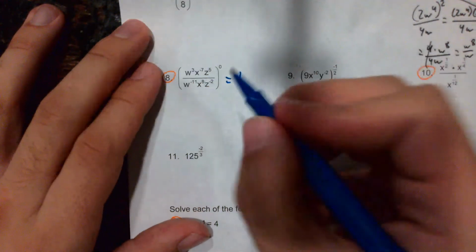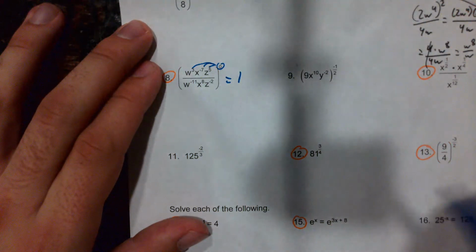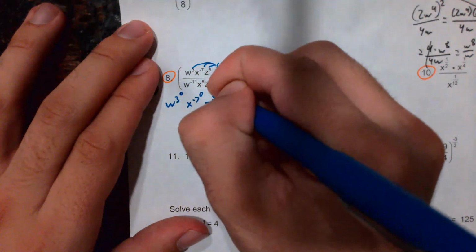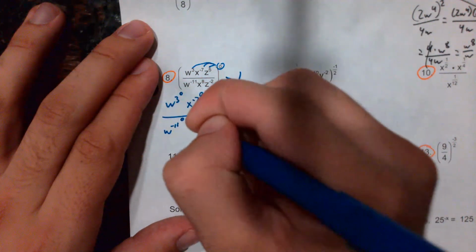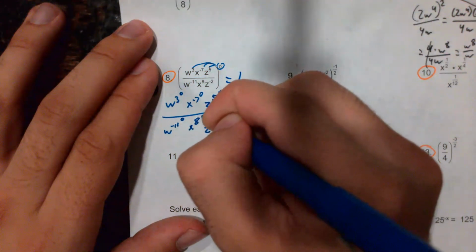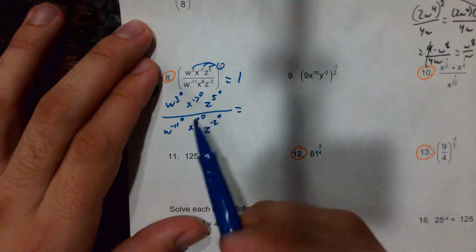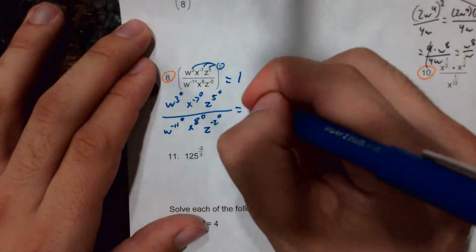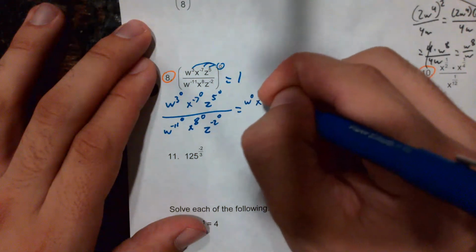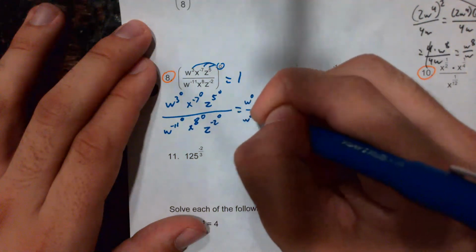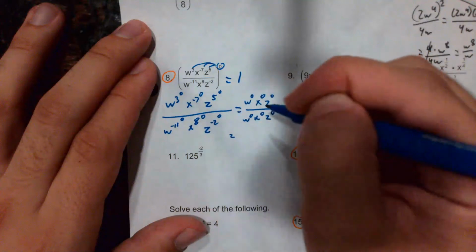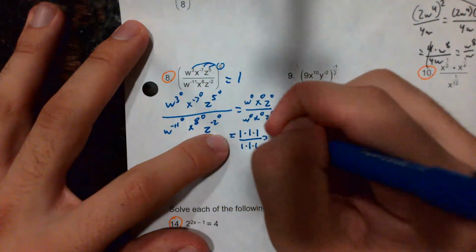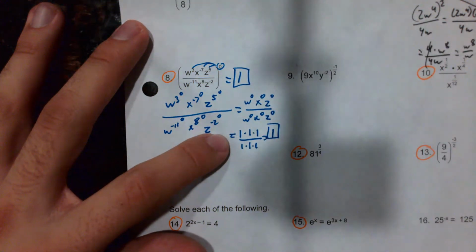Another way you can do it is you can distribute this 0 to everything like we just did in number 7. So this would be w to the 3 to the 0, x to the negative 7 to the 0, z to the 5th to the 0, all over w to the negative 11 to the 0, x to the 8 to the 0, z to the negative 2 to the 0. And now when I have an exponent raised to an exponent, I multiply together. So that would be w to the 0, since 3 times 0 is 0. I would have x to the 0, z to the 0, over w to the 0, x to the 0, z to the 0. Anything to the 0 power is 1, so w to the 0 is 1, times 1 times 1 over 1 times 1 times 1, which is just 1. So same answer if you didn't see that trick and you needed to go all the way through.